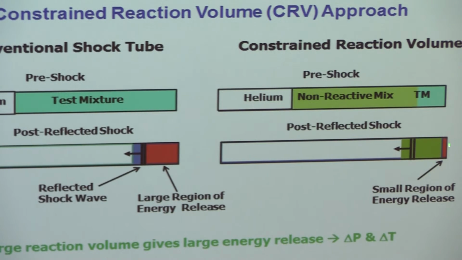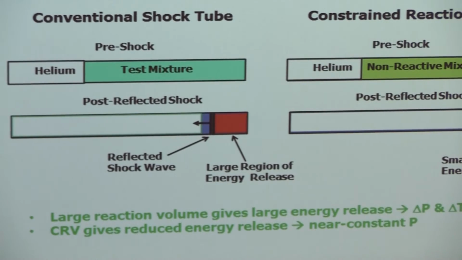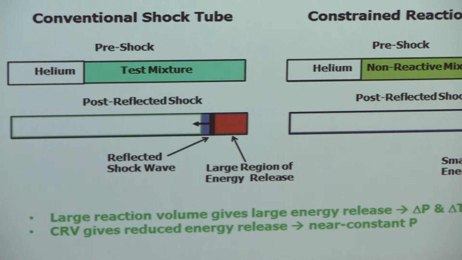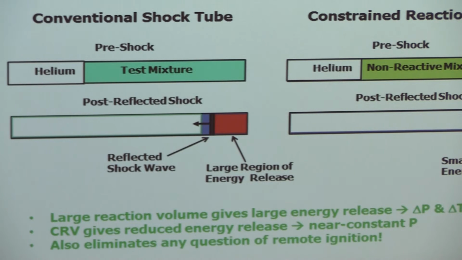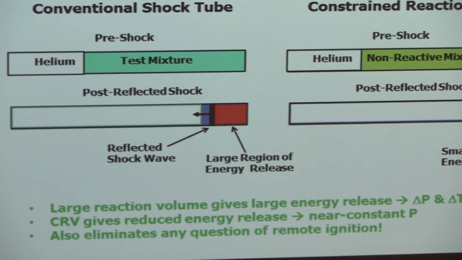This is the constant volume part on the sides, but this part is the moving boundary. So the idea is let's reduce the volume of reactive gases, thereby reduce the pressure change, and thereby make it close to constant pressure and make it something you can model. So you also can model it.